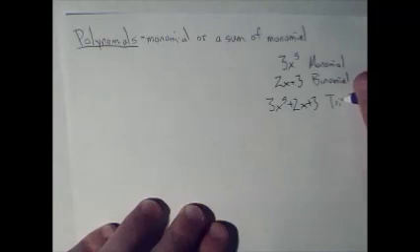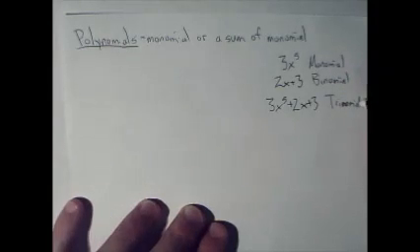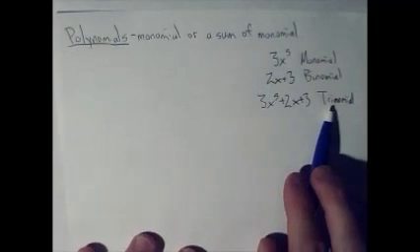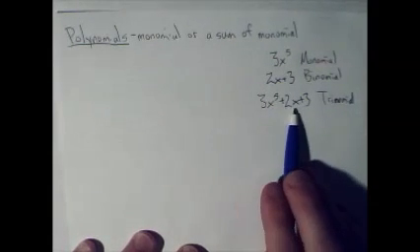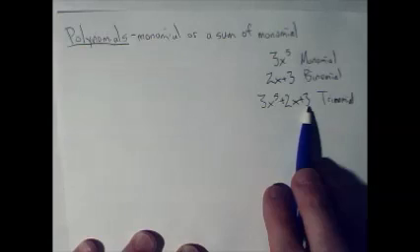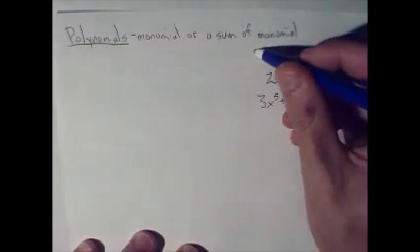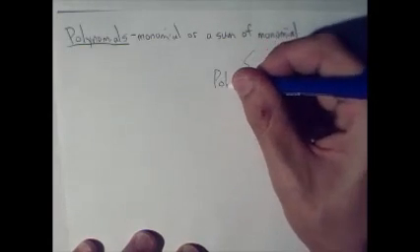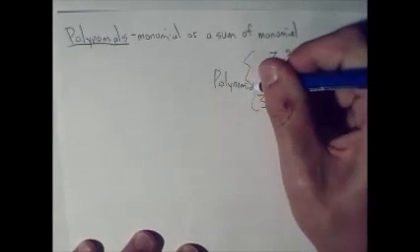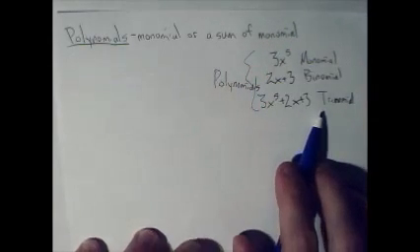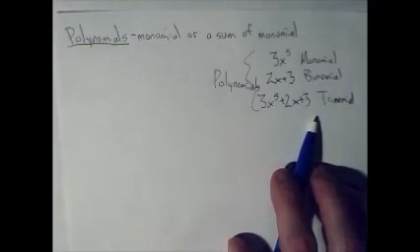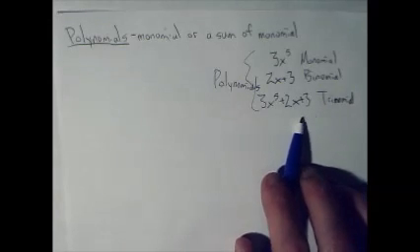This is what we call a trinomial. A trinomial, just like a tricycle, has 3 wheels. A triceratops has 3 horns. 3x to the 5th, one term. 2x, a second term. Plus 3, a third term. These are all examples of polynomials. Now, anything more than 3 we would just call a polynomial. We don't have terms for quadrinomials or pentanomials.